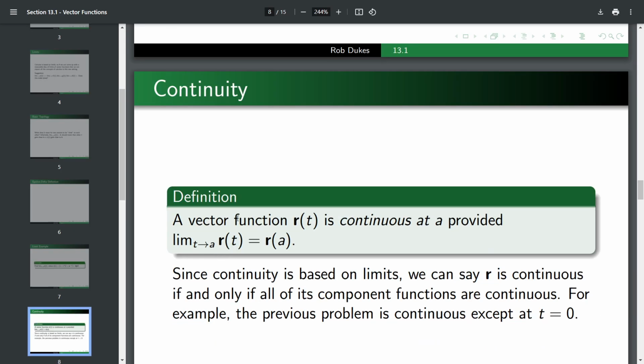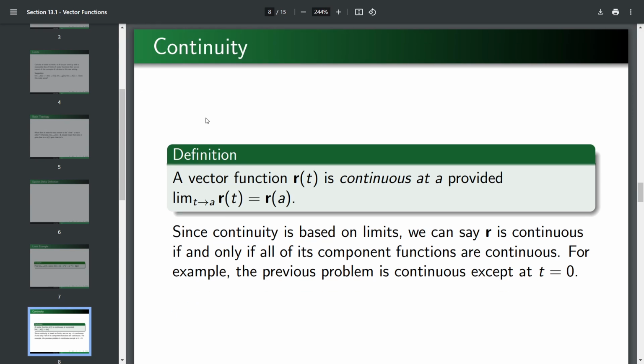Now, continuity. Continuity is a big concept in calculus. The very informal method is to say it's continuous if you don't have to pick up your pencil. So when you draw the curve, it's connected and has no breaks in it. But really what it means is that the limit as t approaches a is the same as if you just plugged in a. These both exist and they're equal to each other.